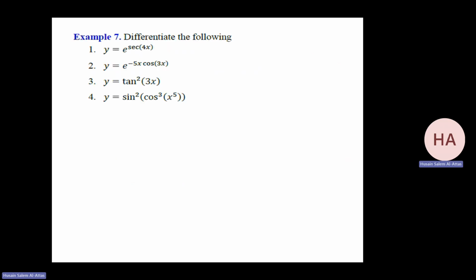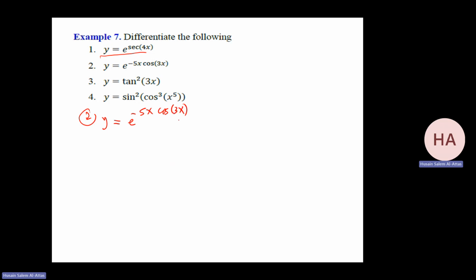More examples. e to the secant 4x. I think this can be done, no need to do it. Let me do number 2. Secant 4x or secant 3x, it will be the same idea. Now, number 2, I have y equals e to the minus 5x cosine 3x.